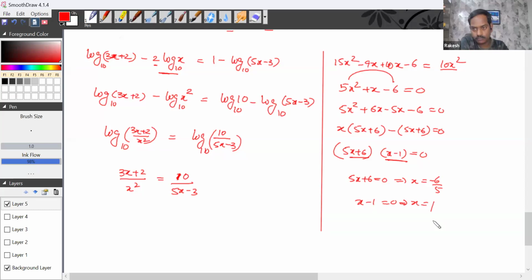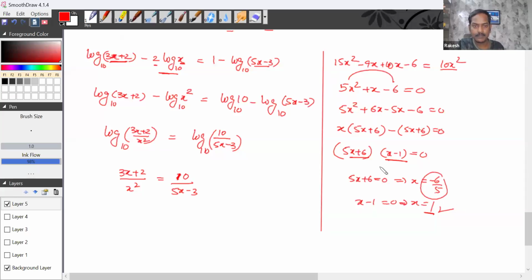The answer is no. That is the most critical thing in logarithm. Whatever value I am getting, it must satisfy the properties of logarithm as well, or it should not violate any condition of the logarithm. x equal to 1 is acceptable. You can see, if I put the value of x equal to 1, this will be positive. This is positive. This too would be positive. So this is acceptable, but this is not acceptable.